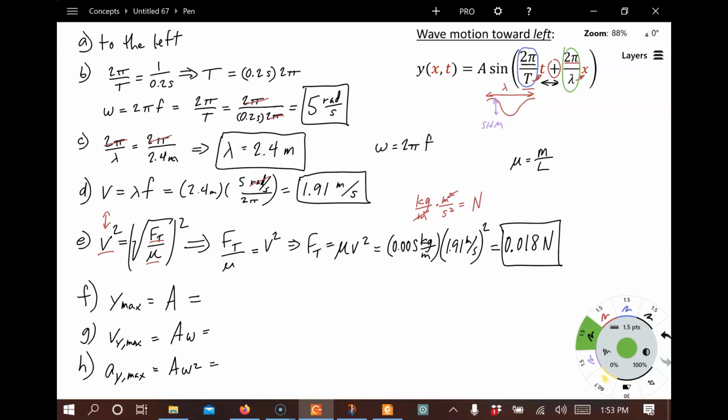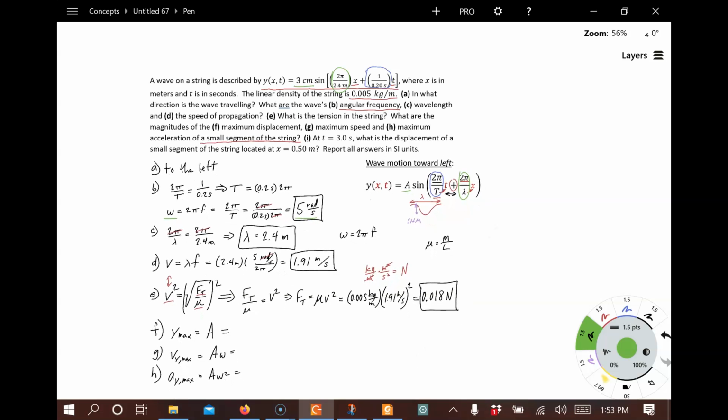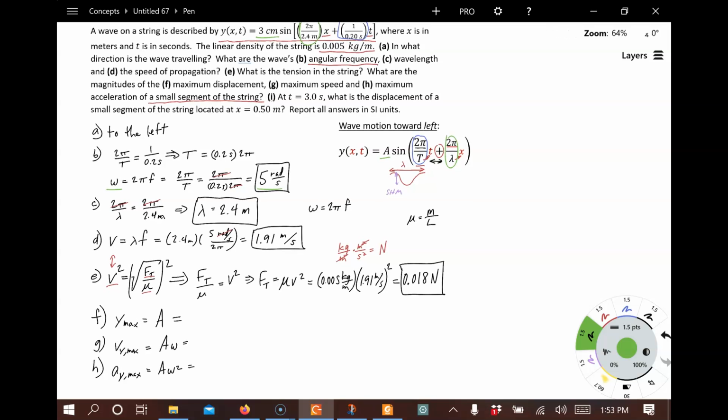So we already know what omega is here. We calculated it. All we need to do is look up and see what the amplitude is. Let's go back to our general equation here and have a look. So the amplitude is 3 centimeters or 0.03 meters. So there is your 0.03 meters, your maximum displacement magnitude. Here we're going to have 0.03 meters multiplied by omega, which is 5 rad per second.